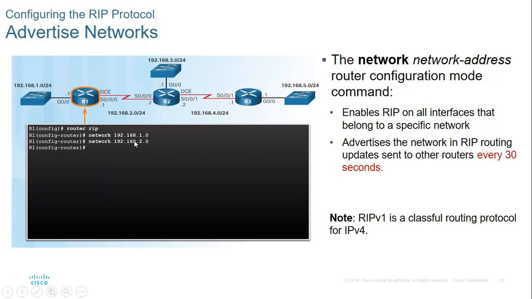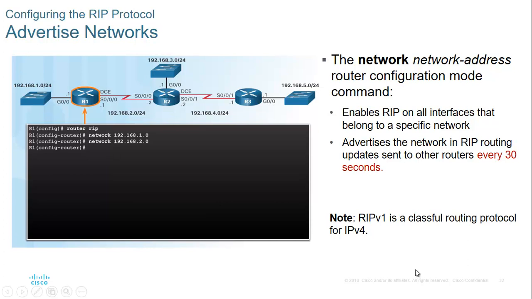Network 192.168.1.0, network 192.168.2.0. Notice this is the network address, not the IP address. So this is the information that will be advertised to his neighboring router every 30 seconds.